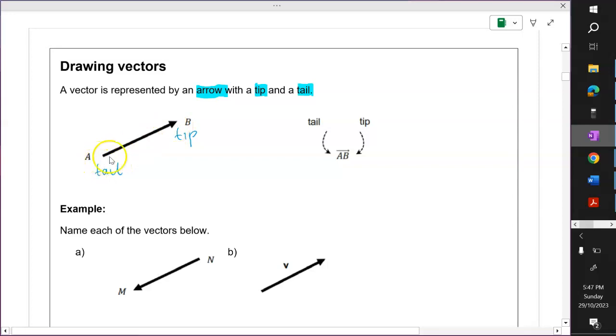So this vector, we read from tail to tip, okay? So we're starting at the tail end, and we're going to the tip end. So we would call this vector AB. We're not calling it BA. We have to call it AB.